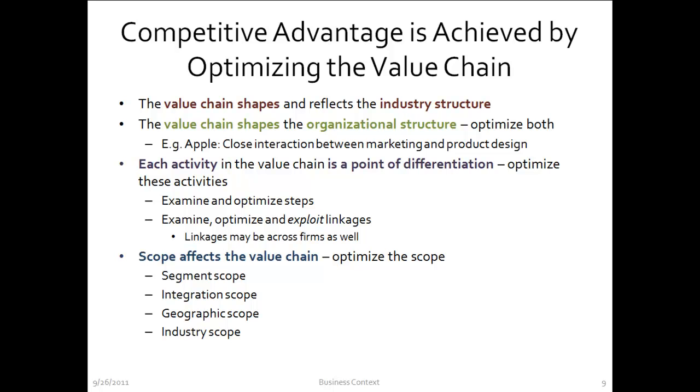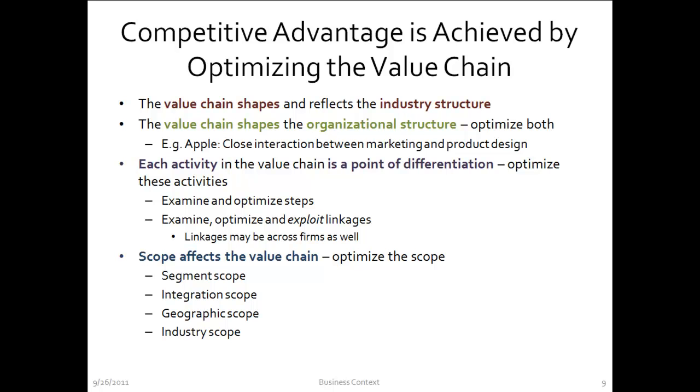Basically, the point I'm making is that each activity in the value chain is a point of differentiation, and companies, in order to achieve competitive advantage, will look at each of these activities and optimize these activities. In addition, rather than just simply looking at individual activities, they look at the linkages between these activities. Because if you think about it, the output of one activity flows in or becomes the input of another activity.